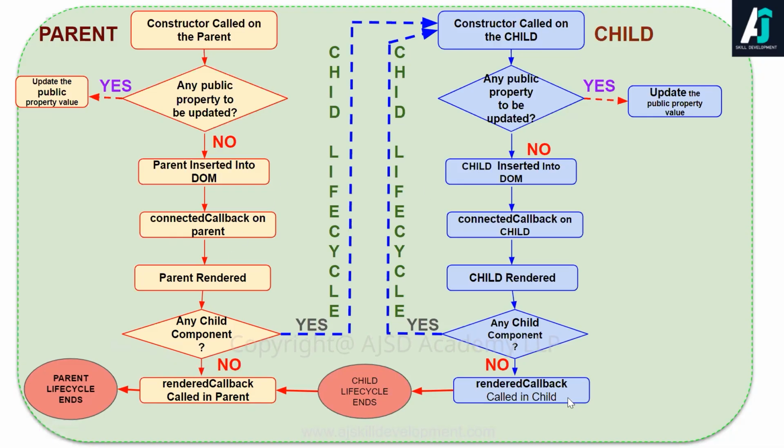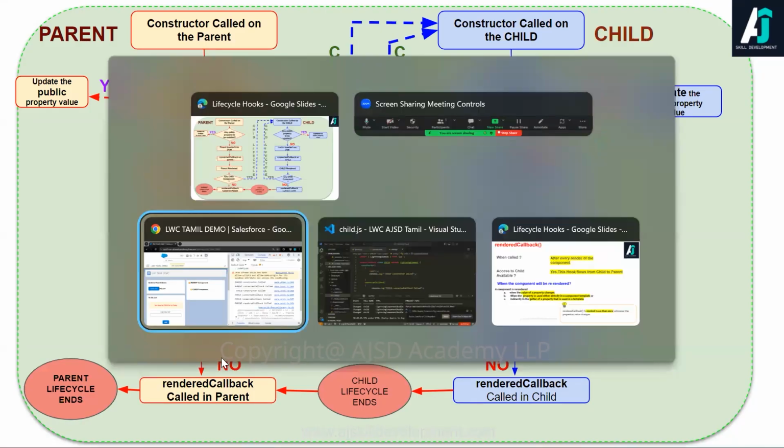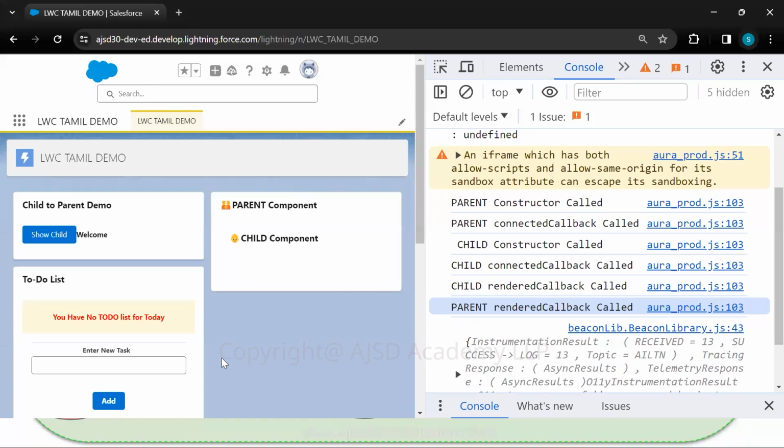Okay, so this concept you have to understand. Rendered callback will get invoked only after the child. If there is a child, the child's life cycle should end first. Okay, only if the child's rendered callback is done, the parent's rendered callback will be invoked. So this concept, I hope it is clear, right? So this is the concept of lifecycle hooks in the mounting phase.